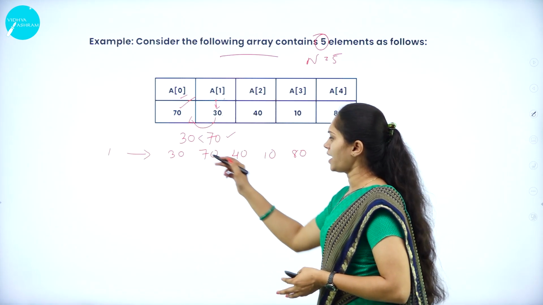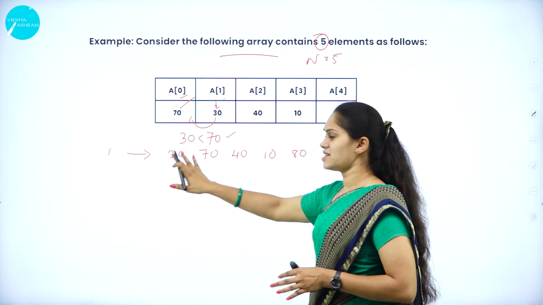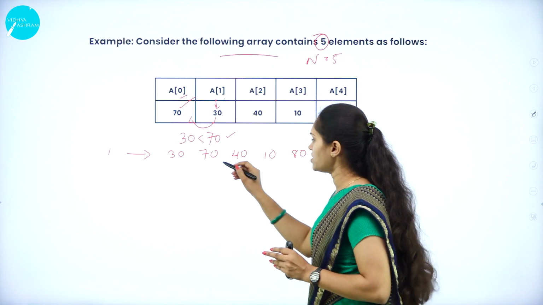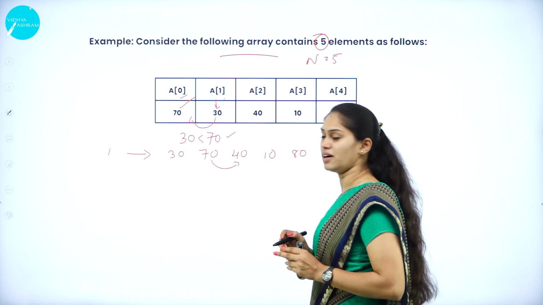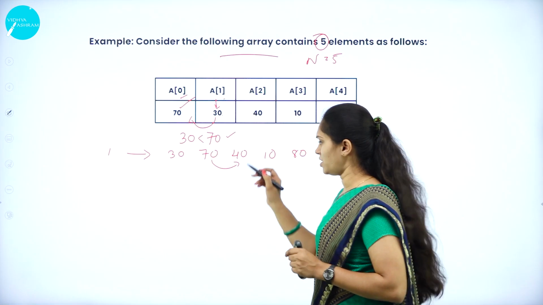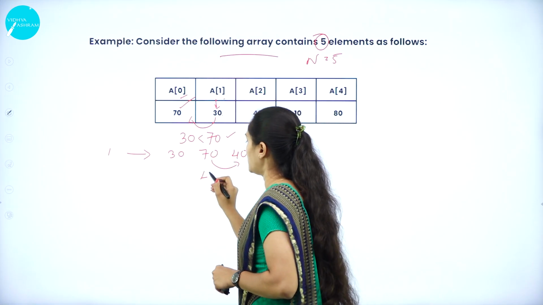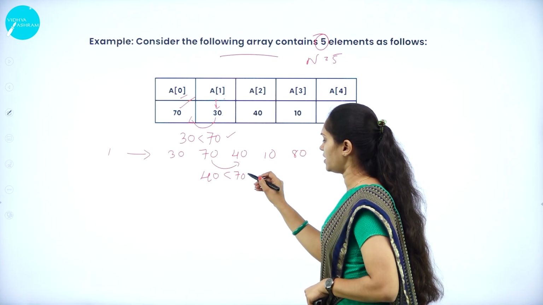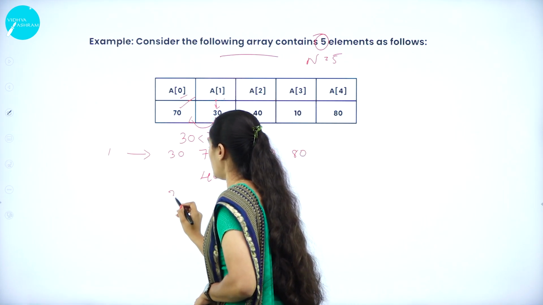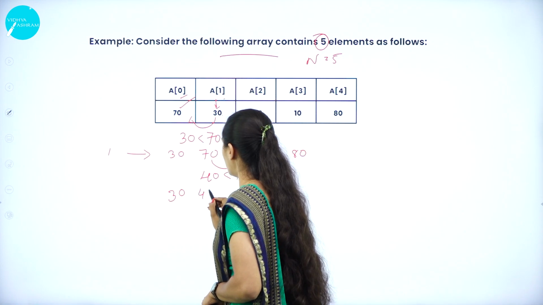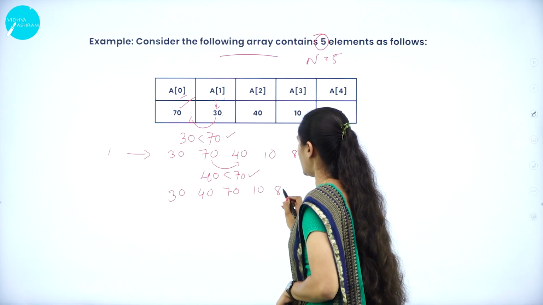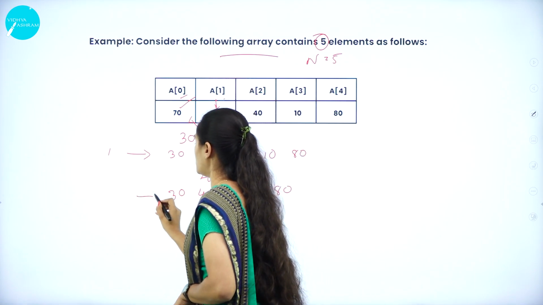At that time, next, I got to know that yes, this will be in the correct position. Again, this will become my key element. I am just going to make a comparison here, that 40 is lesser than 70. Is 40 lesser than 70? It is true. Then it will be like 30, 40, 70, 10 and 80. So, this will be the second step.